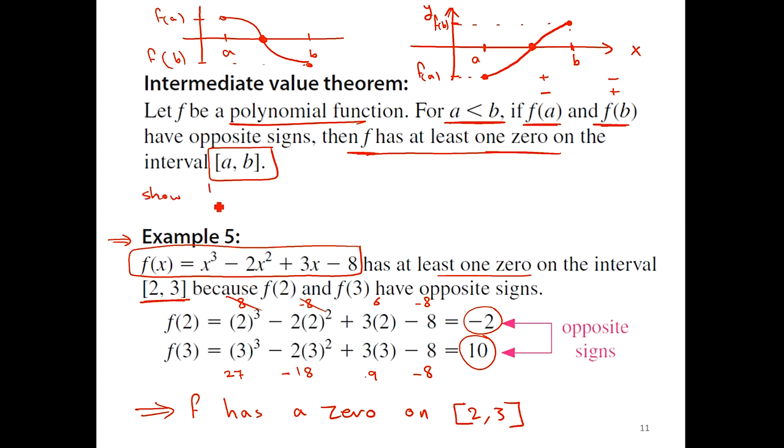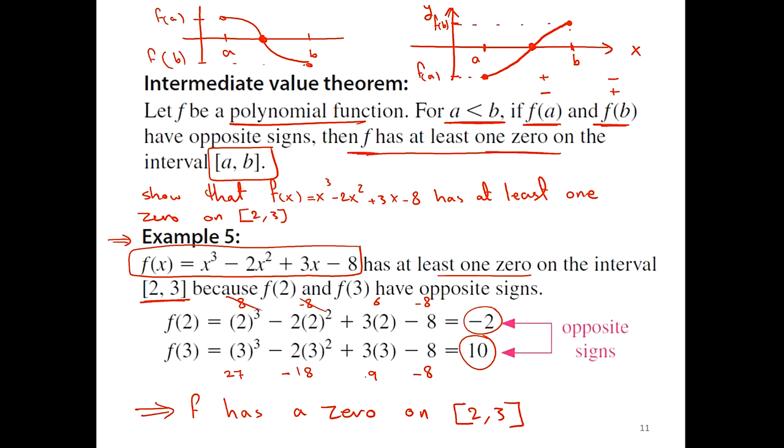Show that f of x equal, for example, x to the power 3 minus 2x squared plus 3x minus 8 has at least 1 zero on the interval 2 and 3. Okay, this is written differently.